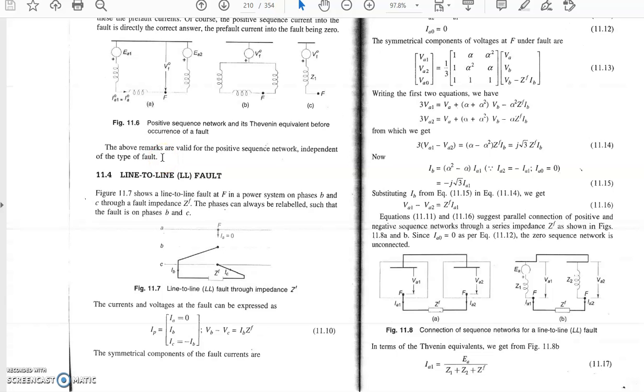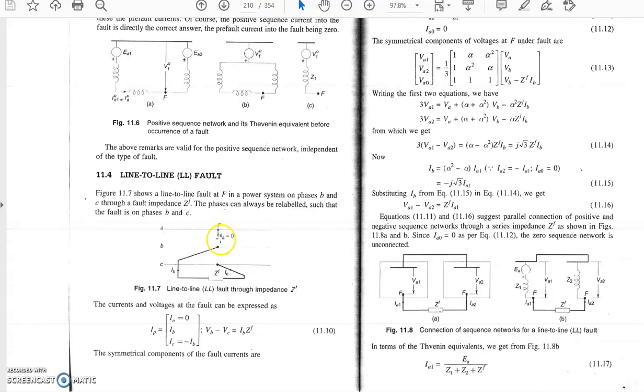Dear students, in continuation to the last lecture, this lecture is for the derivation of line to line fault, and we have to follow the same steps which we applied in case of line to ground fault. First of all, you have to make the connection diagram of fault, or fault diagram. So there are three phases A, B and C, and the fault will occur between line B and C. B and C are shorted by a fault impedance of ZF.